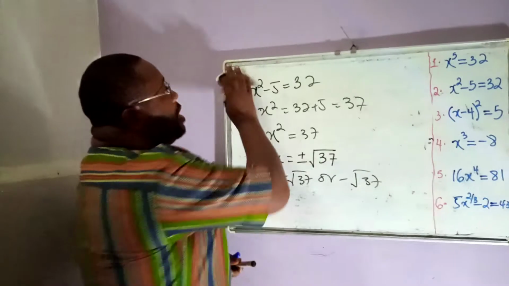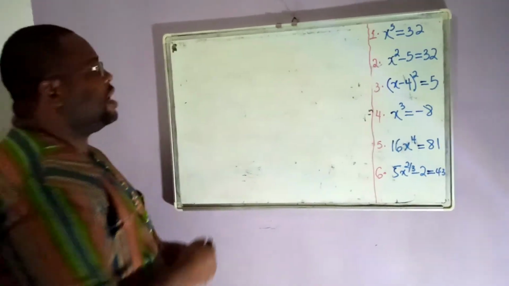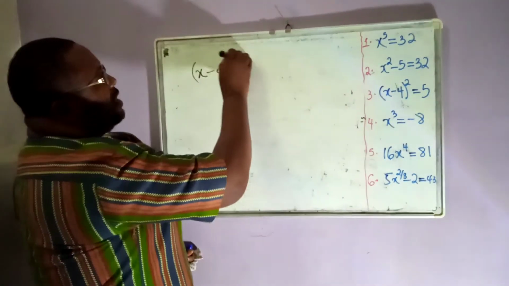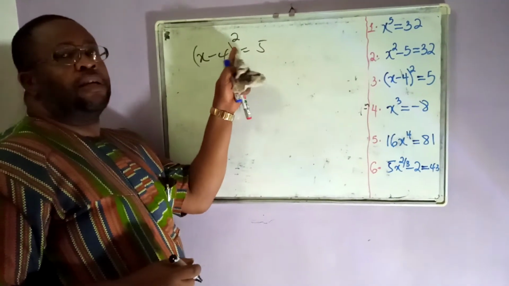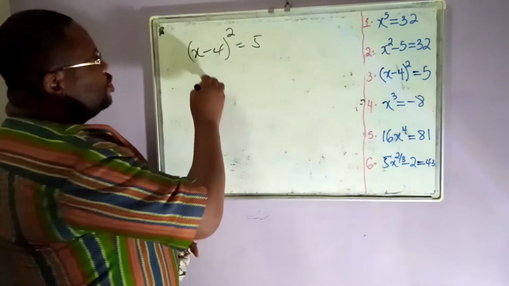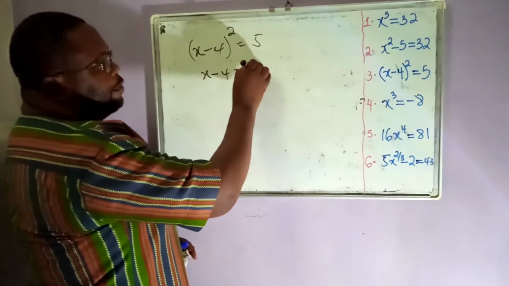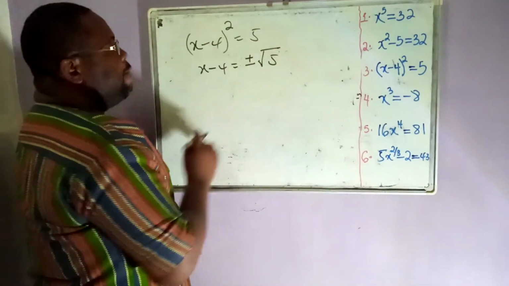Okay, beautiful. Now we take on problem number 3 as quickly as we can. We have x minus 4 all raised to the power 2 is equal to 5. Notice immediately that the power here is 2, which is even. So I have that x minus 4 becomes equal to, because it is even, plus or minus square root of 5.